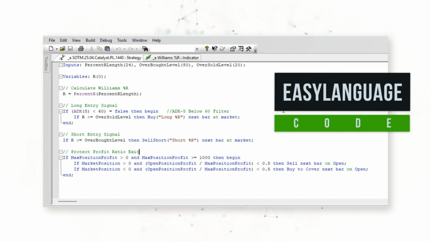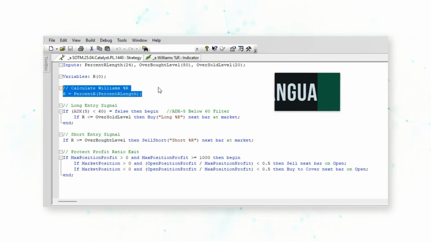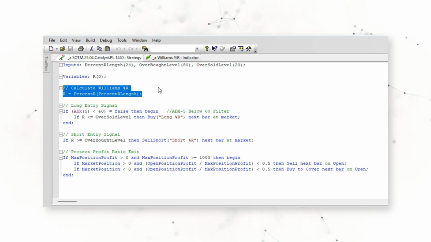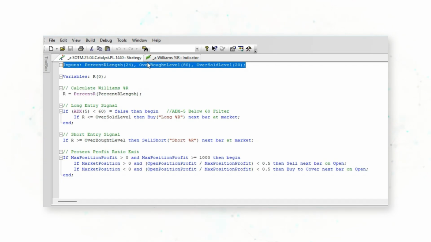Now, this strategy relies on the well-known Williams percent R indicator to identify potential market reversals, making it more straightforward than some of the complex systems we've covered on this channel. The system code starts by defining the inputs, including the percent R length, overbought level, and oversold level, along with the variables needed for the calculations.